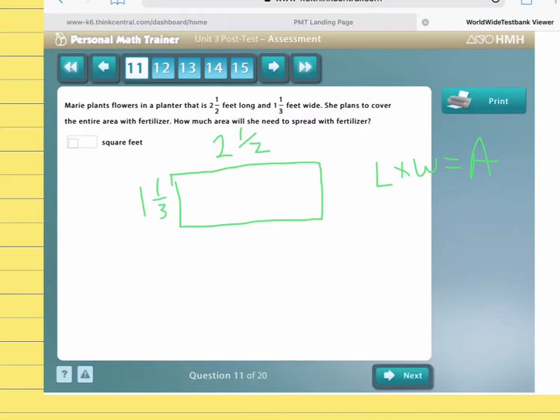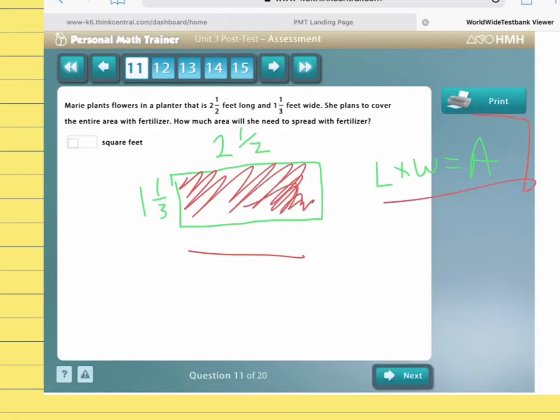Marie plants flowers in a flower bed. I've gone ahead and drawn the picture of the flower planter. It's 2.5 feet long by 1 1/3 feet wide. She plans to cover the entire thing with fertilizer, and that means area. So area is the amount inside. We have to remember that to determine area, you multiply the length, which is 2.5, times the width, which is 1 1/3. So to solve this problem, we're going to have to multiply length times width, which will be 2.5 times 1 1/3.